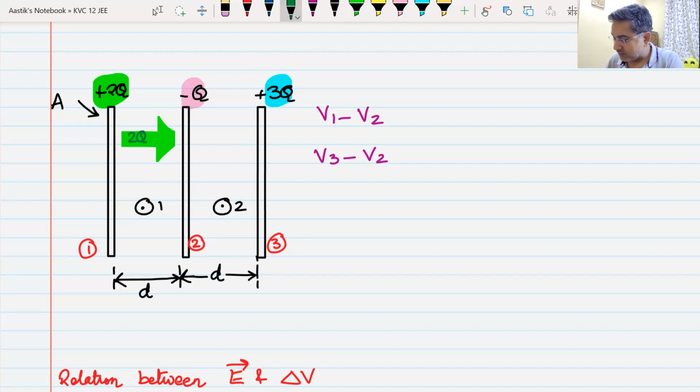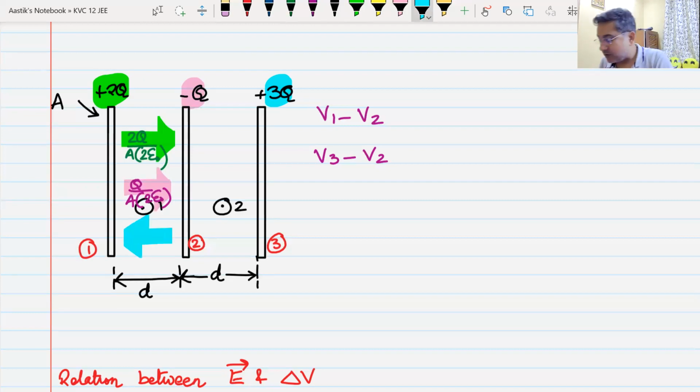2Q is the charge divided by A, that is sigma, divided by 2 epsilon naught, that is the green field. It is in this direction. Then you find out the blue field. It is in this direction. Charge is Q divided by A divided by 2 epsilon naught. That is the blue field. Then the pink field: 3Q by A divided by 2 epsilon naught.